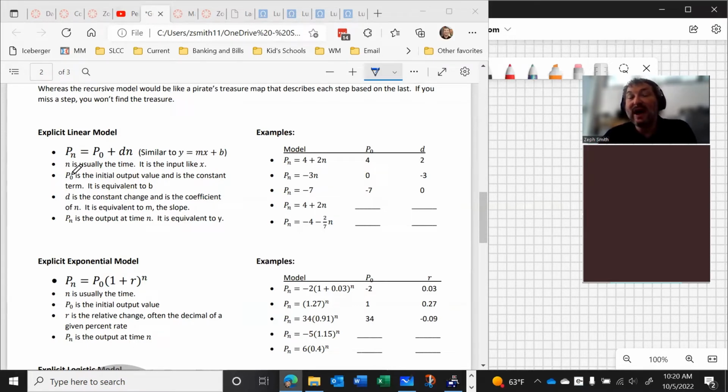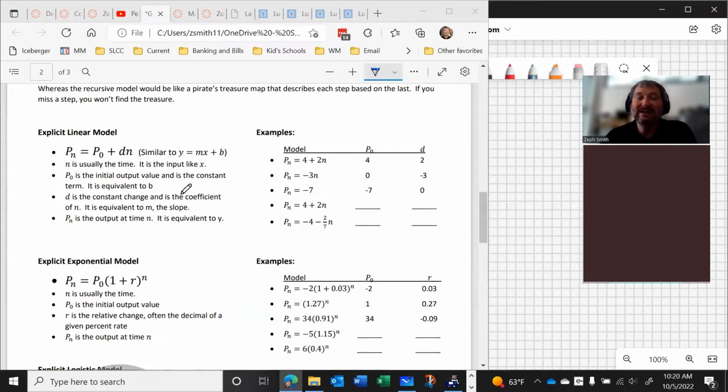N is usually in time, like how many months have passed, how many weeks have passed, how many years have passed, etc. It's basically the input, like the x was for slope-intercept form. P sub 0: now, if n is time, then if time is 0, that's the initial value at time 0. Now, time 0 depends on what problem you're doing. So if we're talking about history, then time zero is the birth of Christ for 80% of the population on Earth. Some people have a different time zero.